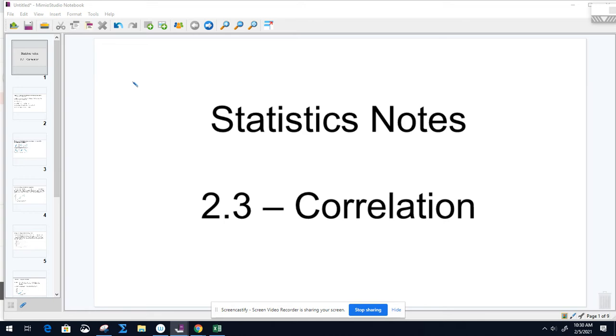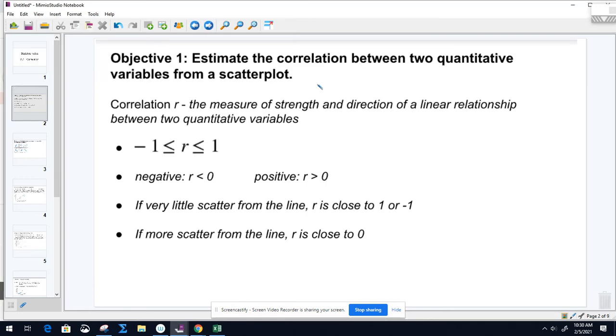But we're going to talk about in this next slide how to estimate the correlation between two quantitative variables. And there's some really important information here. Okay, so first thing is correlation R. So we're looking at the variable R right now. The measure of strength and direction of a linear relationship between two quantitative variables. So we're talking about now a positive and a negative correlation. Negative obviously goes in a negative direction, positive goes in a positive direction, but it always remains between -1 and 1. We never go outside of these two limits.